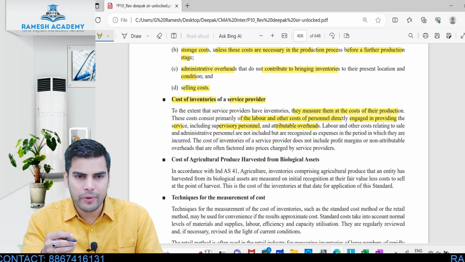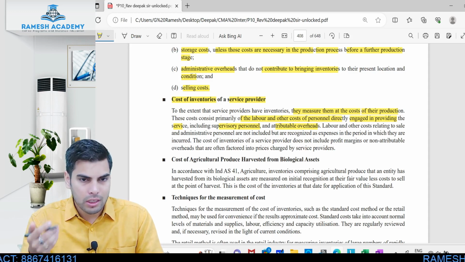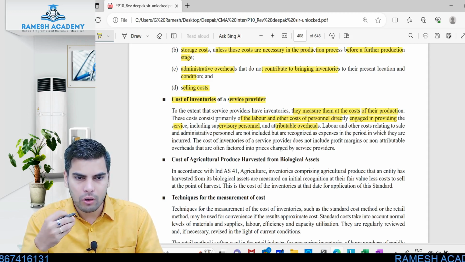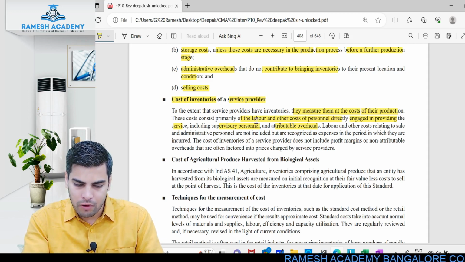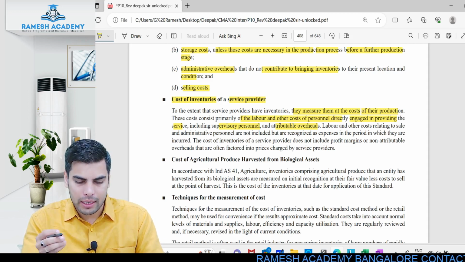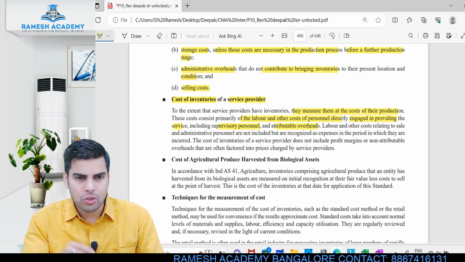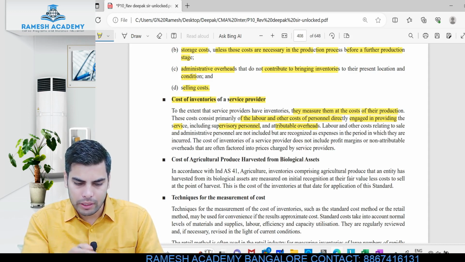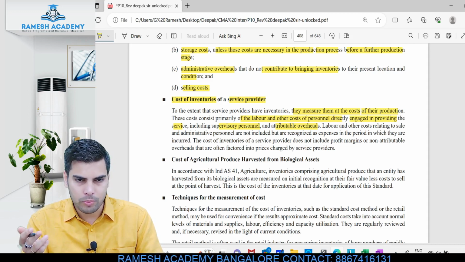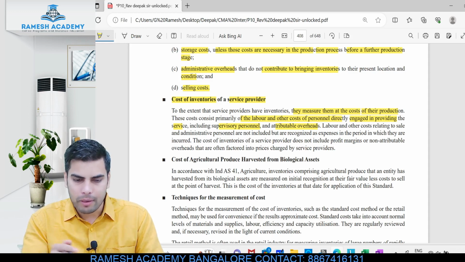Okay, so normally when it comes to service providers who have some inventory in their stores, this will be valued at cost, and that cost will be mainly consisting of what? It will be consisting primarily of the labor cost, and this labor cost will be the cost of the personnel directly engaged in providing those services. If they have appointed some supervisors, even the amount they pay to the supervisors will be forming part of the cost.